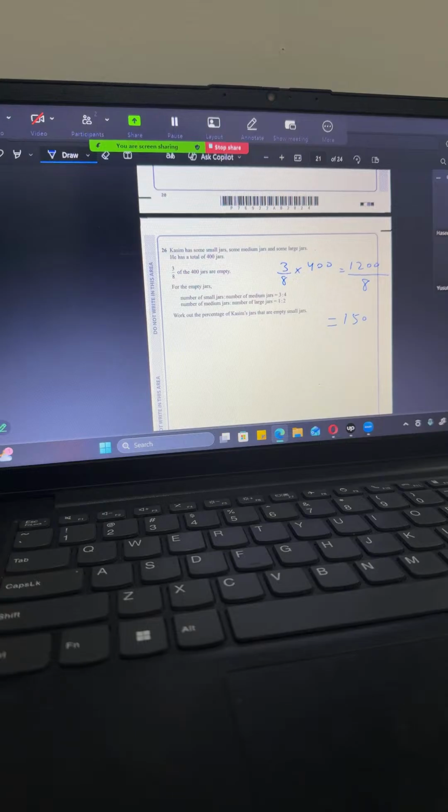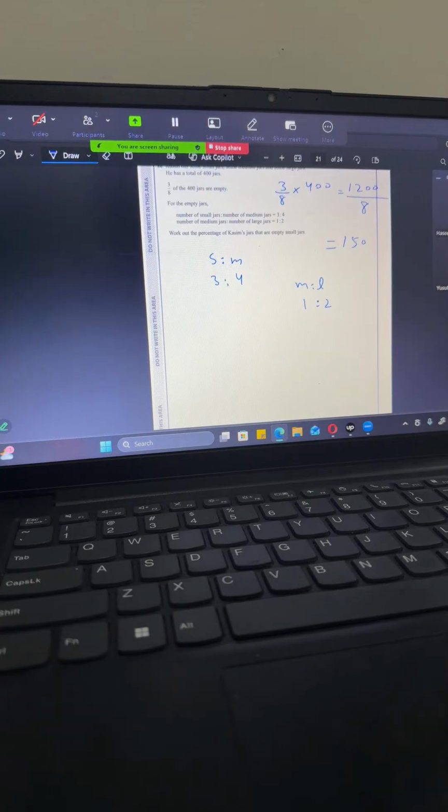So the ratio of small to medium is 3 to 4. The ratio of medium to large is 1 to 2, right? Yeah. Now we have to find the ratio of small to medium to large. We have to combine both of the ratios.